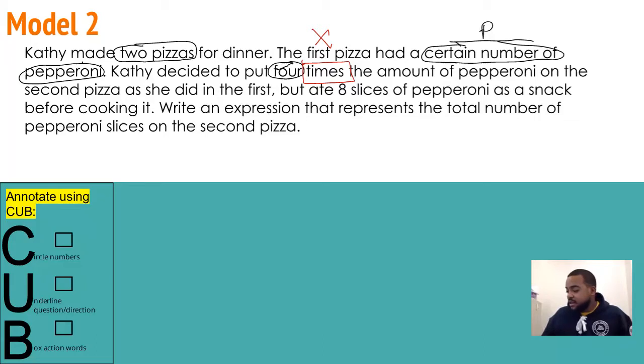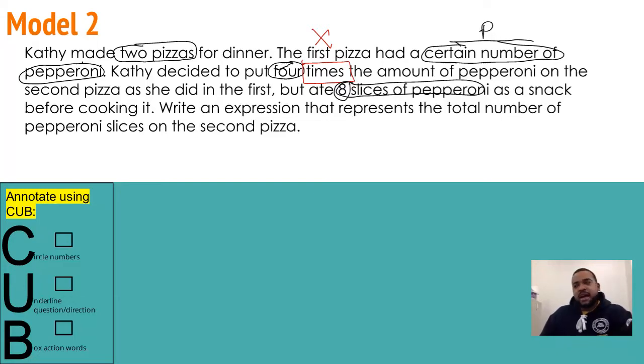4 times the amount of pepperoni on the second pizza. So Kathy decided to put 4 times the amount of pepperoni on the second pizza, 4 times the amount of the first pizza on the second one. But 8 slices. So I see 8 slices there. Sorry, 8 slices of pepperoni, and she ate them.